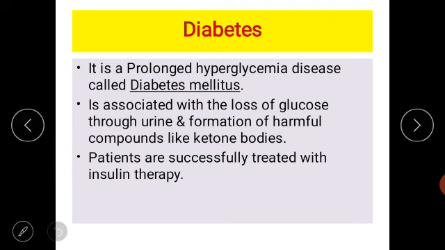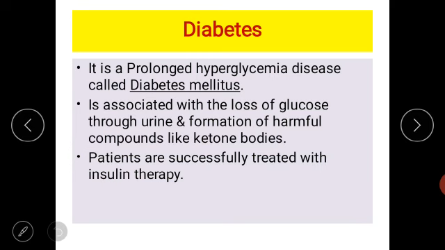The disease caused by high blood glucose level is diabetes. This is a prolonged hyperglycemia disease, scientifically termed diabetes mellitus, associated with the loss of glucose in the urine and formation of harmful compounds called ketone bodies, which are toxic in nature. Patients are successfully treated with insulin therapy. The external insulin is taken through injections, and diabetes can be treated by insulin therapy.